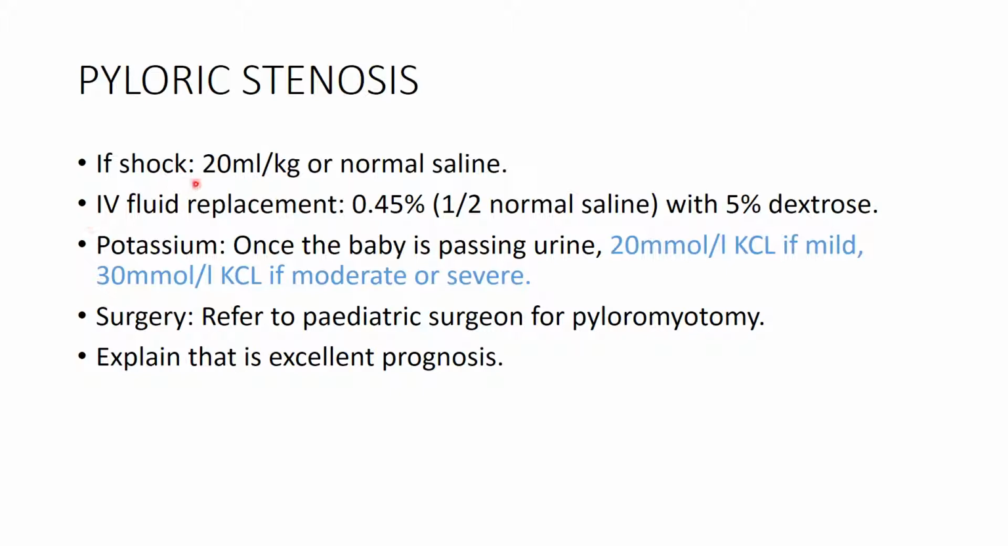Pyloric stenosis: if shock, 20 ml per kg of normal saline. IV fluid replacement with 0.45% half normal saline with 5% dextrose. Potassium, once the baby is passing urine: 20 millimole per liter KCl if mild or 30 millimole per liter KCl if moderate or severe. Surgery: refer to a pediatric surgeon for pyloromyotomy. Explain that there is an excellent prognosis.